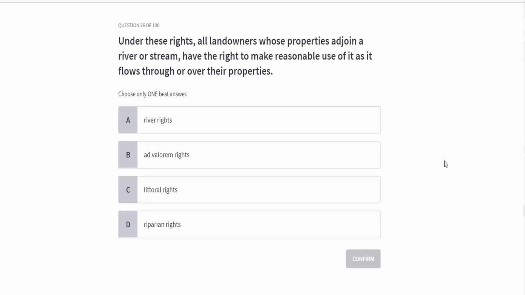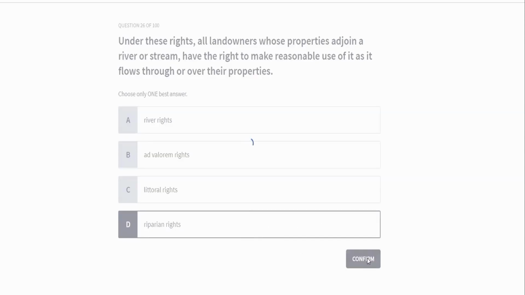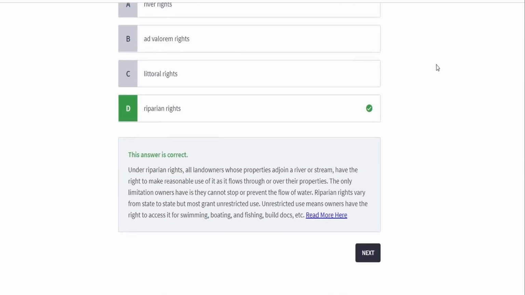Alrighty, so this is an age-old fun question. You guys have probably seen this one before when we are talking about water rights. So what is our answer for this one? It's going to be D, riparian rights. Under riparian rights, all landowners whose properties adjoin a river or stream have the right to make reasonable use of it as it flows through or over their properties. The only limitation owners have is they cannot stop or prevent the flow of water.